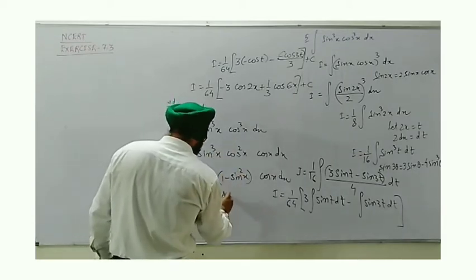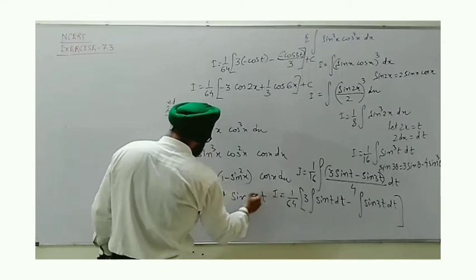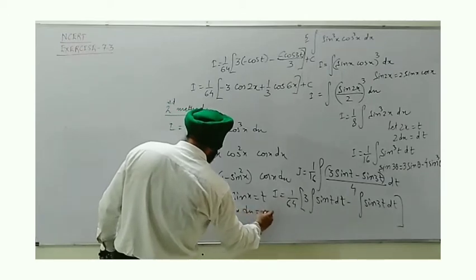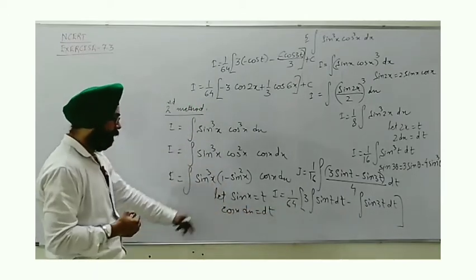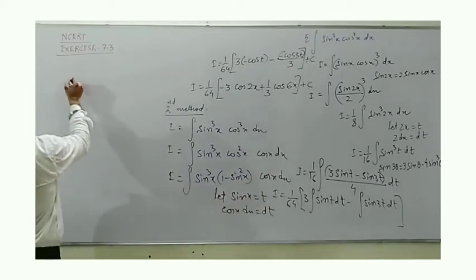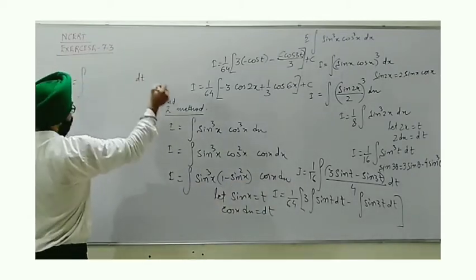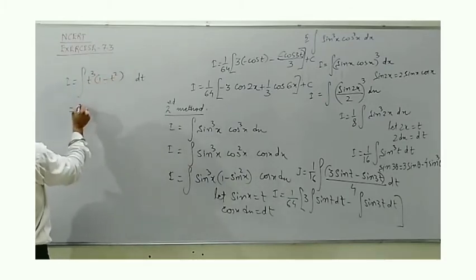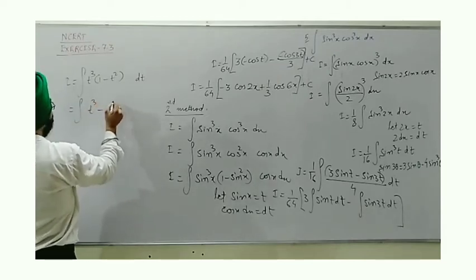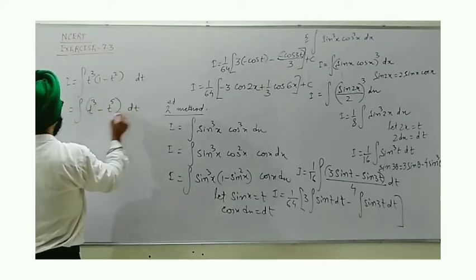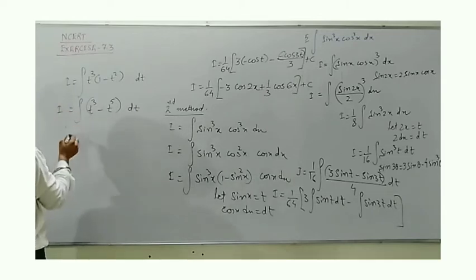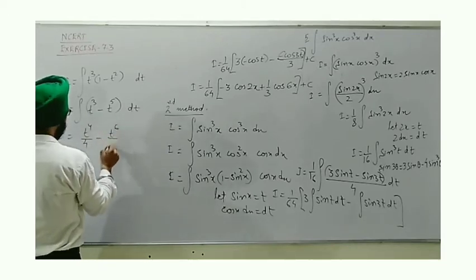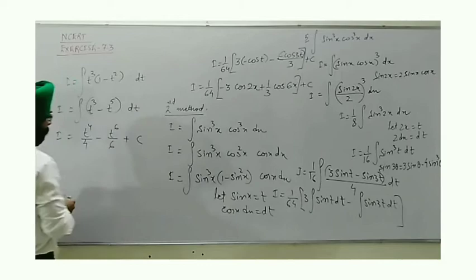So that's why let sin x equal to t. Substituting and differentiating, we get cos x dx as dt. As soon as cos x dx becomes dt, the remaining part can be written as t cube times 1 minus t square. This can be written in expanded form as t cube minus t raised to the power 5 dt. Now integrating, we get t raised to the power 4 upon 4 minus t raised to the power 6 upon 6 plus c.